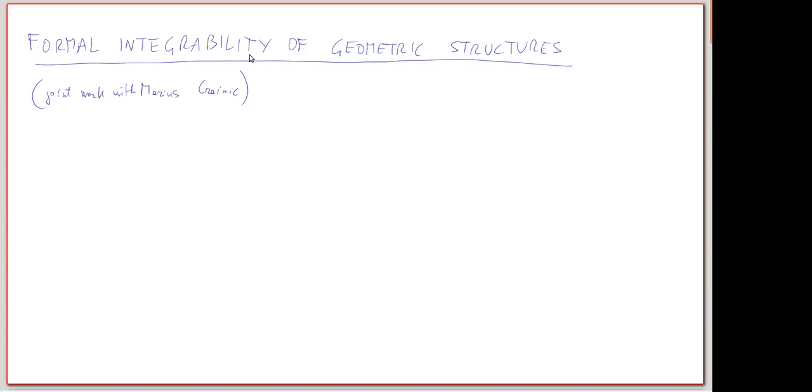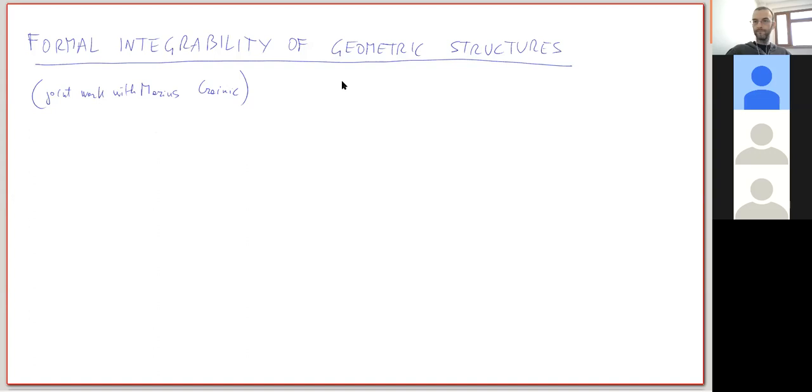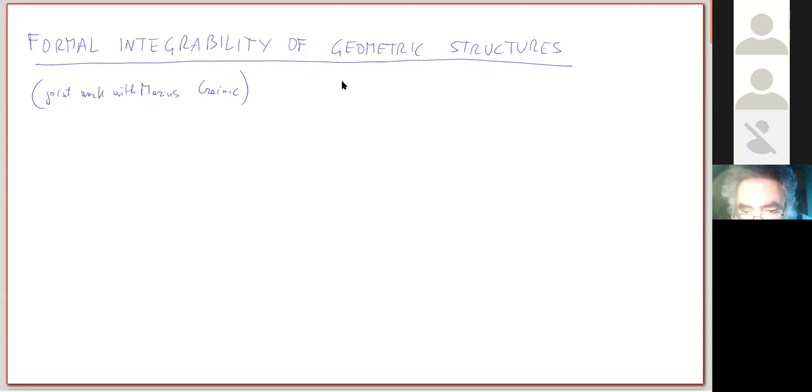Actually, most of the talk will be about explaining this word, geometric structure, because that's a very vague word. We all know what it should mean in various examples, but there's not a single definition of what a geometric structure is. So I will try to introduce the formalism that I'm interested in, which is the geometric structure described by a pseudogroup, and then see which kind of question I want to answer in this setting. In particular, tell you something about this formal integrability. So let's start with something basic.